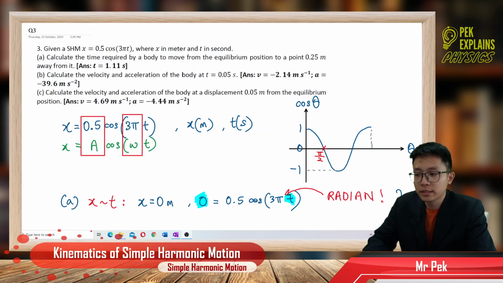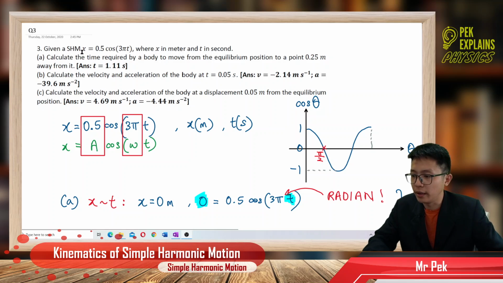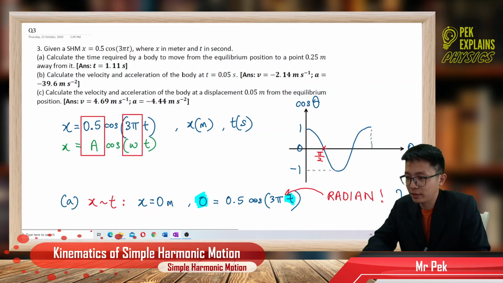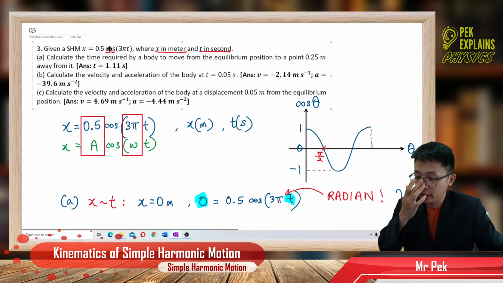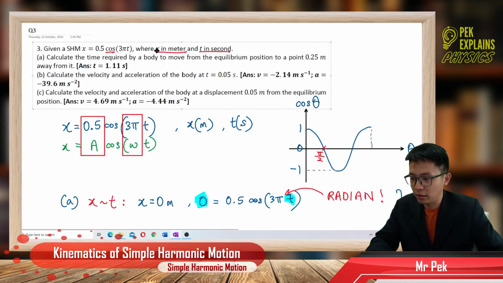Okay, now let us start with the third question in kinematics of simple harmonic motion. Given a simple harmonic motion, x equal to 0.5 cosine. This is a cosine equation. Take note, this is a cosine equation, and the unit of x is meter, time in second. So be careful.